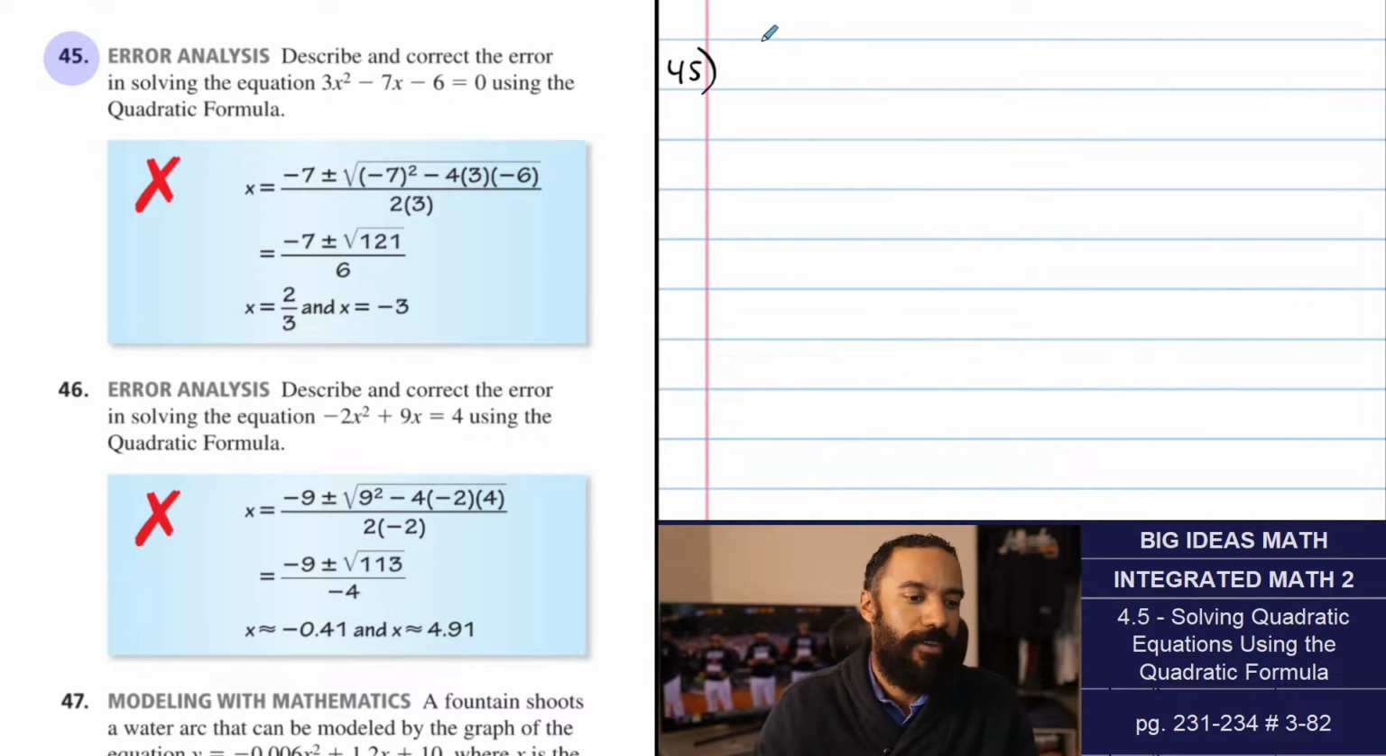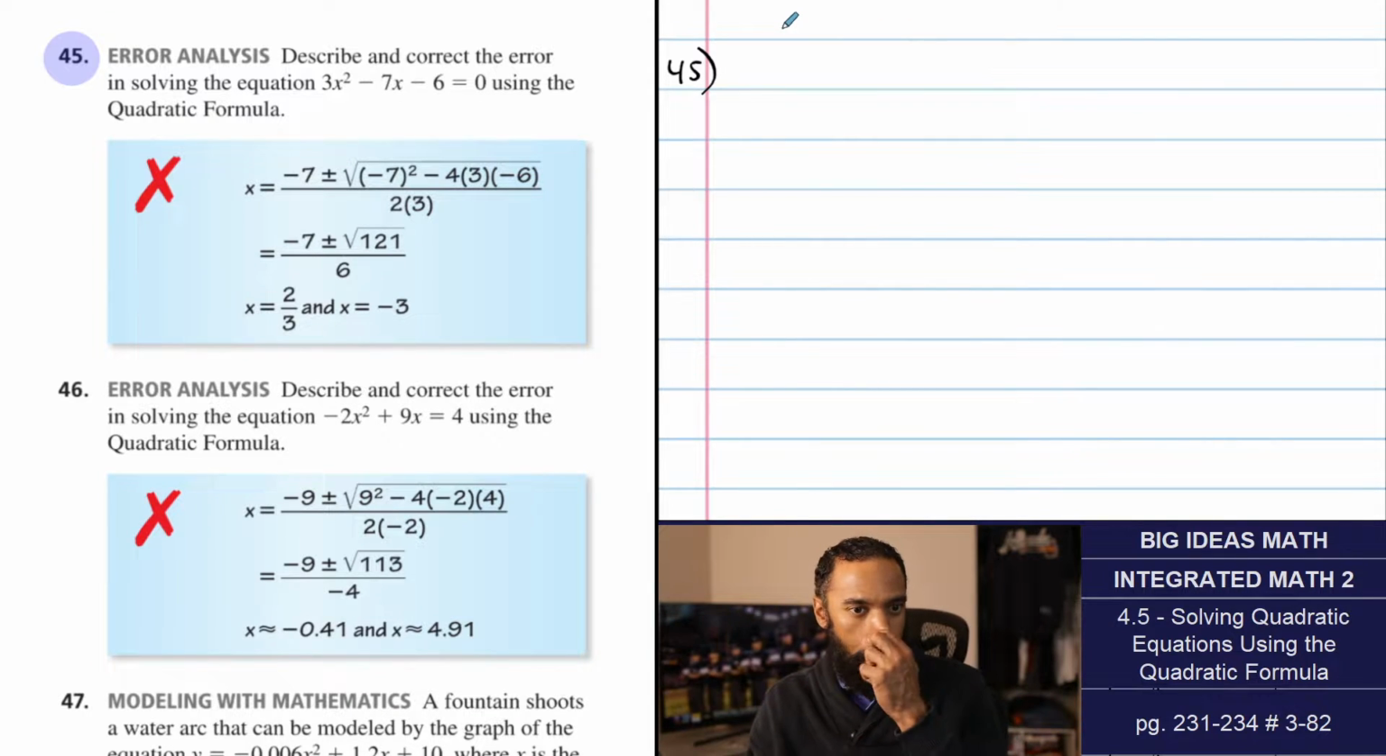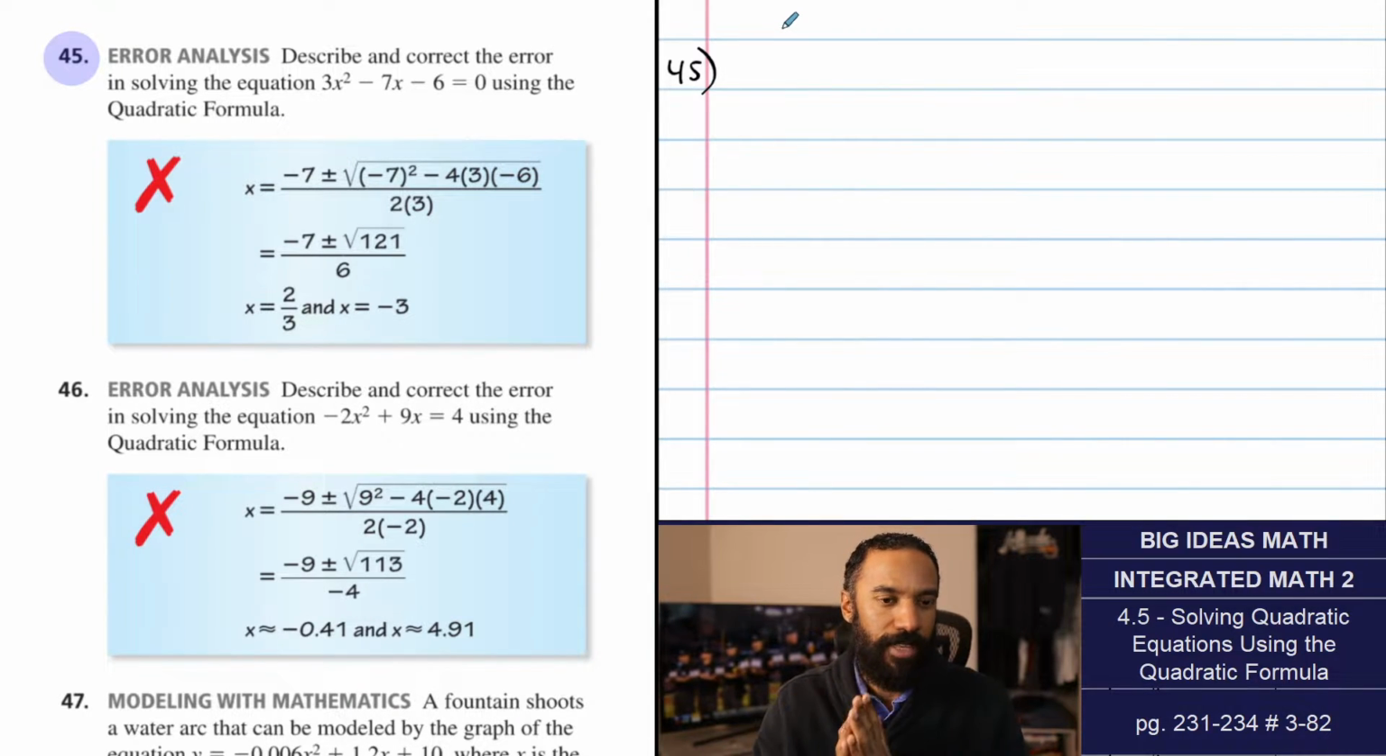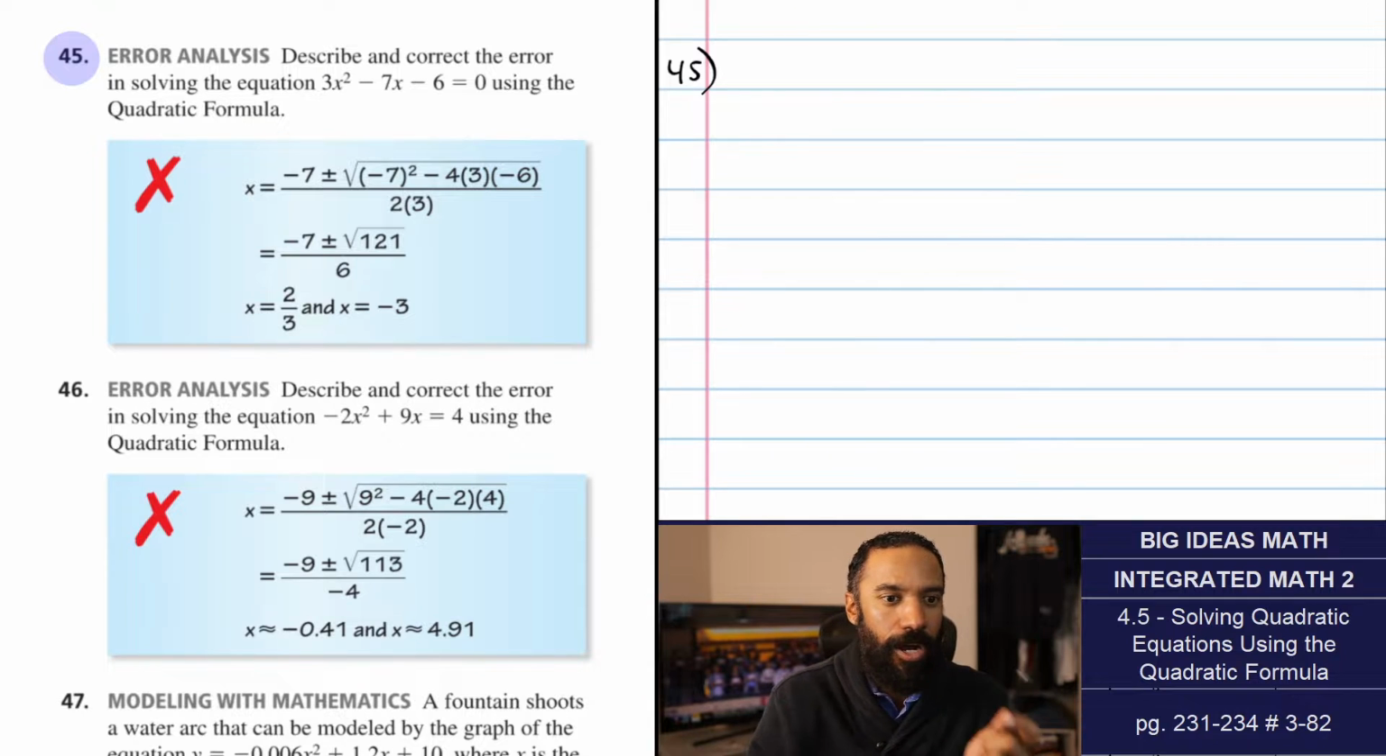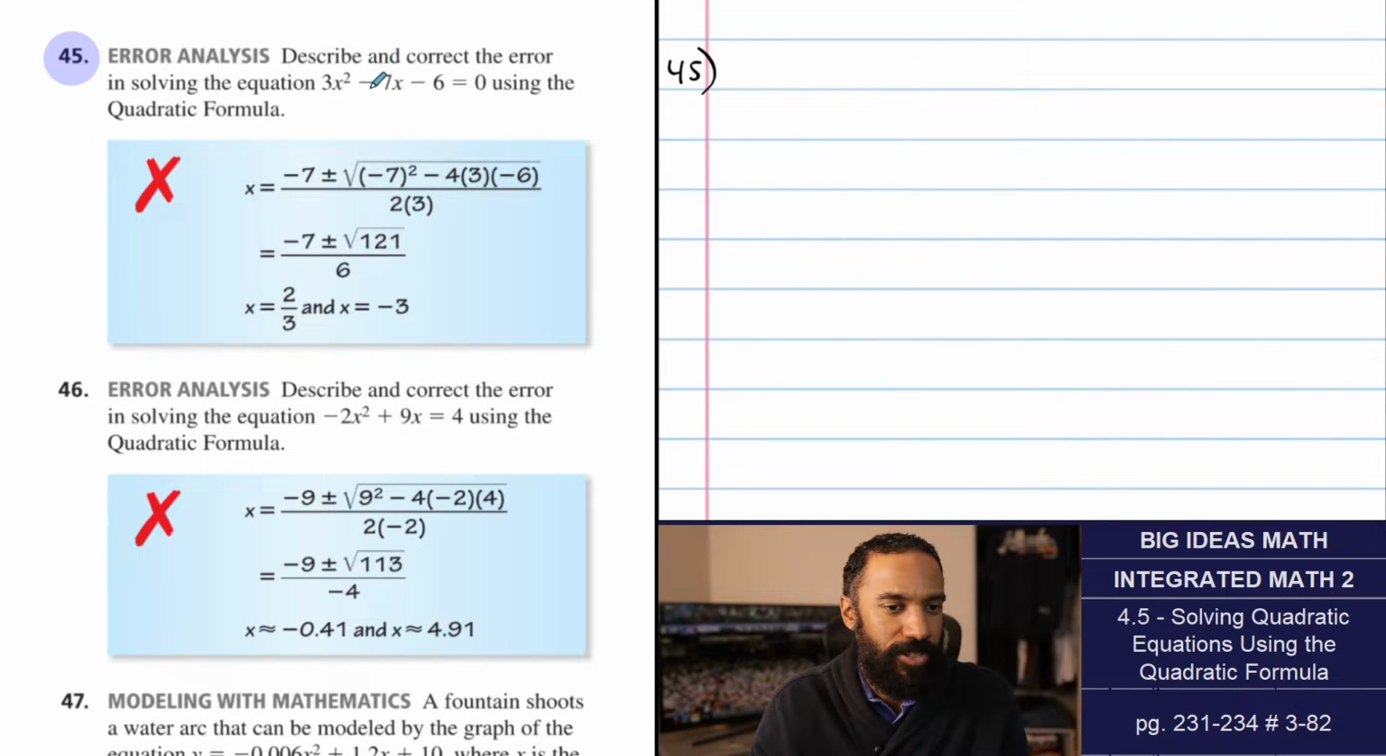Okay, numbers 45 and 46 on error analysis. We'll describe and correct the error in solving the equation here. I can already see an issue. So as this is set equal to 0, we're in good standard form. B is negative 7. So when we do x equals negative b, we take the opposite of negative 7. This should have turned into a plus here. Let's see if there's another issue.